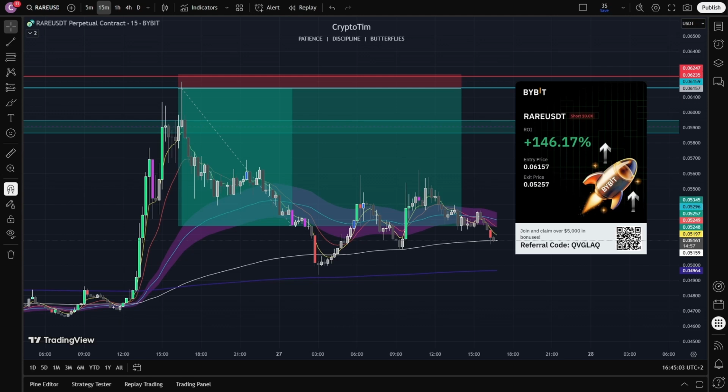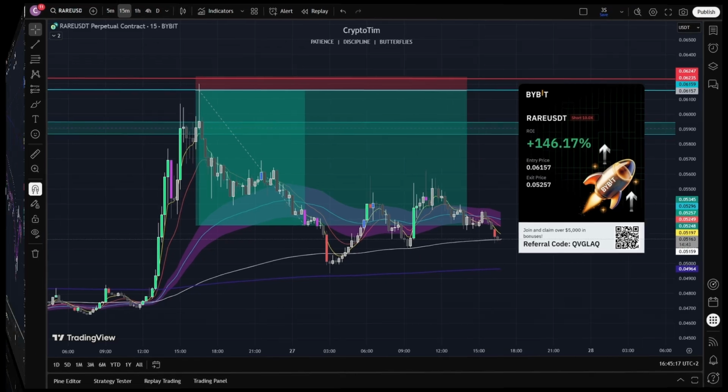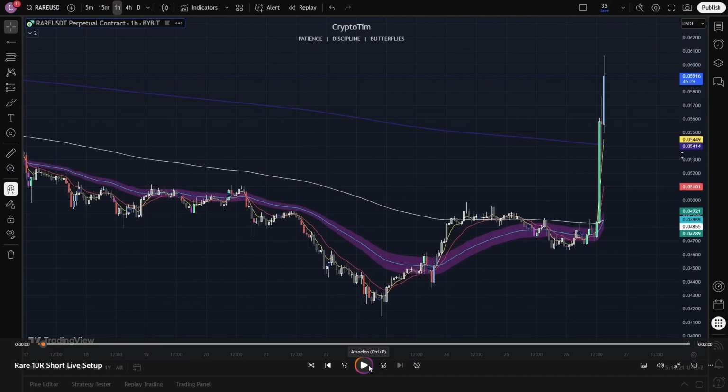Today I'm making another video about this 10R short trade that I took on RARE USDT. I did record my chart live when looking for this setup, so without further ado, let's jump straight into the video. Alright, so now for the actual TA part of the video, I'm here on the RARE USDT chart on the 1 hour time frame.